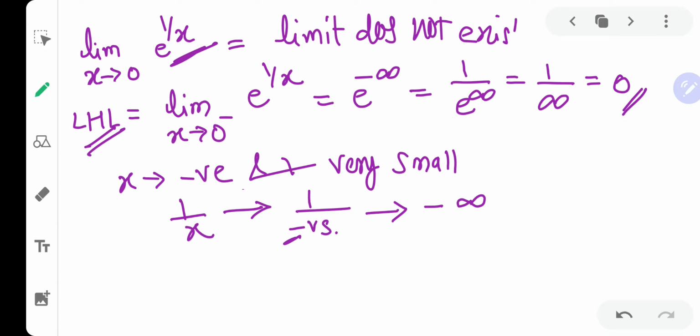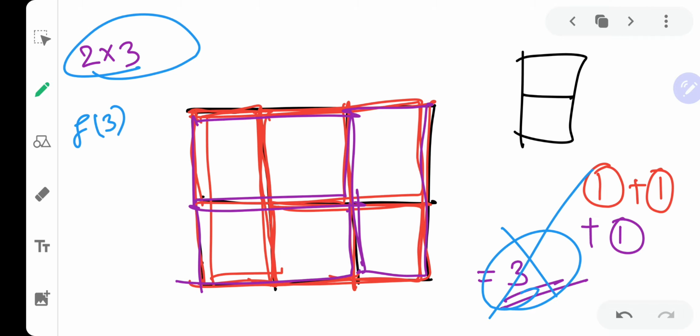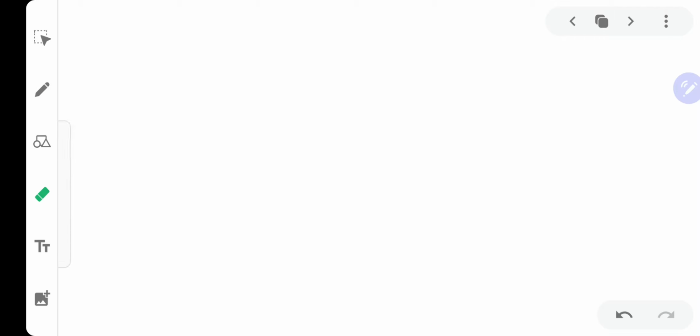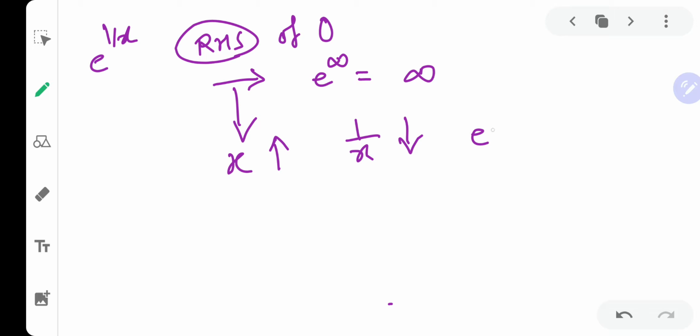Okay, but I would also like to discuss how to draw the graph of e raised to 1 by x. Now observe very carefully. Let us think about the RHS of 0. Just to the right of 0, it is e raised to infinity, which is nothing but infinity. But as the value of x goes on increasing, the value of 1 by x will go on decreasing, and that is why e raised to 1 by x will also go on decreasing.